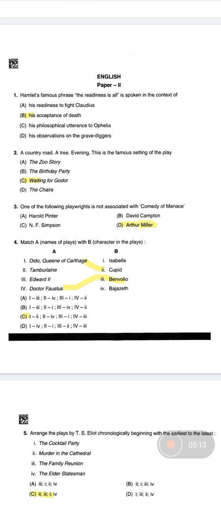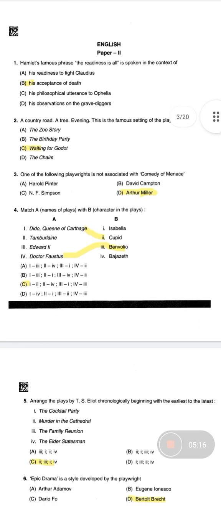Okay, the next question is to match the names of plays. There we have A, the name of the play, and option B, a character. This is very easy. We know Dido, Queen of Carthage, has Cupid. Tamburlaine, we have Bajazeth. Edward II, Isabella is there in Edward II. Dr. Faustus, we have Benvolio.